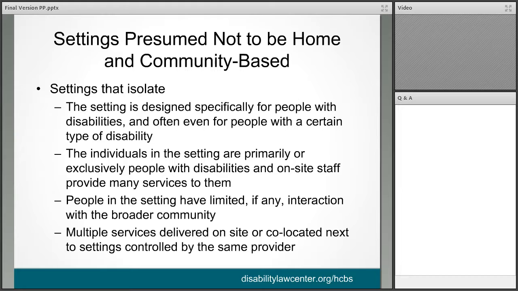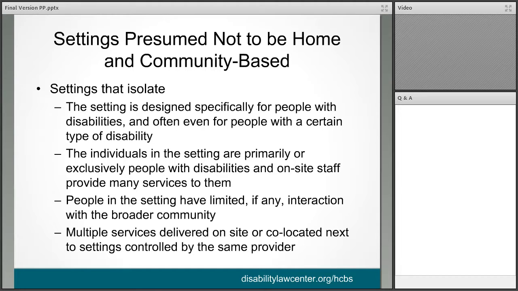And so again, to refer to what Marianne said earlier, remember the point of the settings rule is that we really want community services to look community-based and not like institutions. And so we don't want to fund services that are in places that are either really close to or located within an institution or that actually programmatically look like an institution. And so we'll go into some more detail about what are settings that isolate. And so remember, first of all, before we go through these details, think about what an intermediate care facility or a nursing facility looks like.